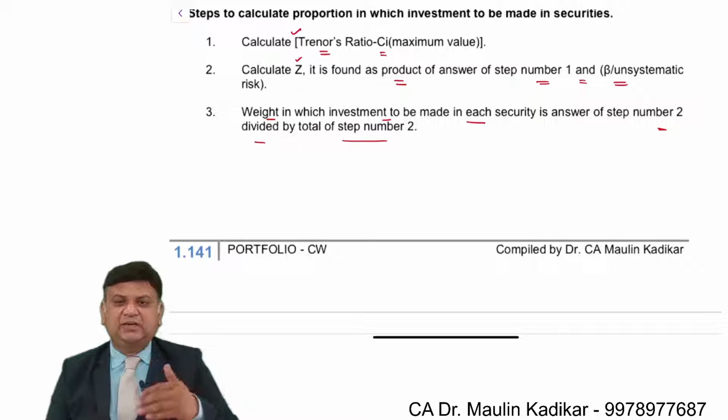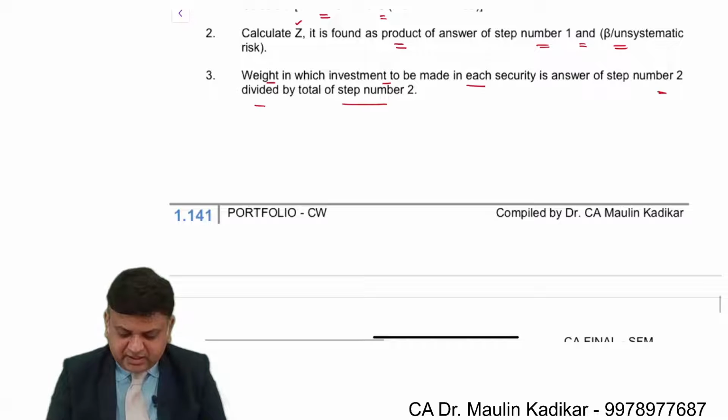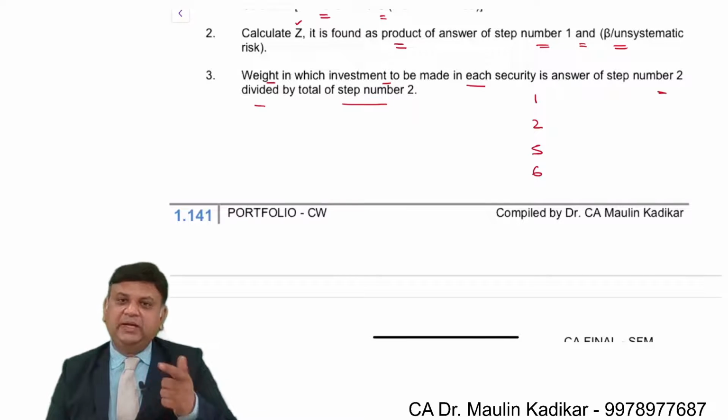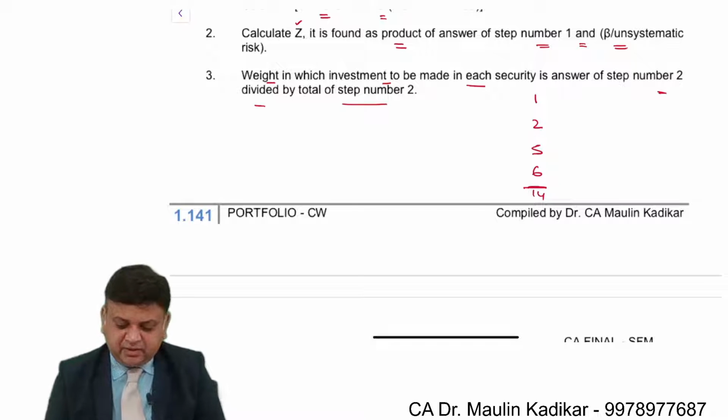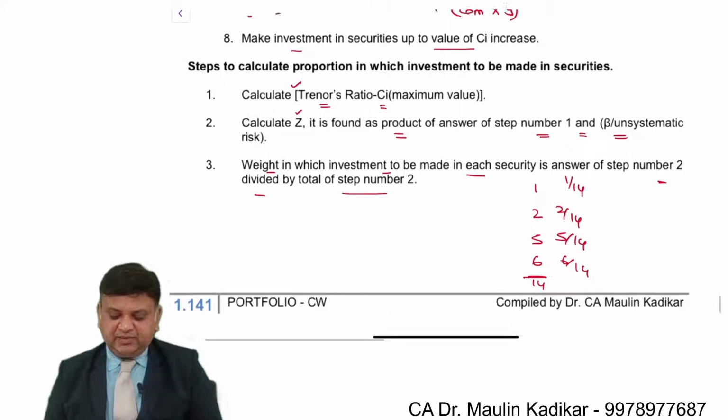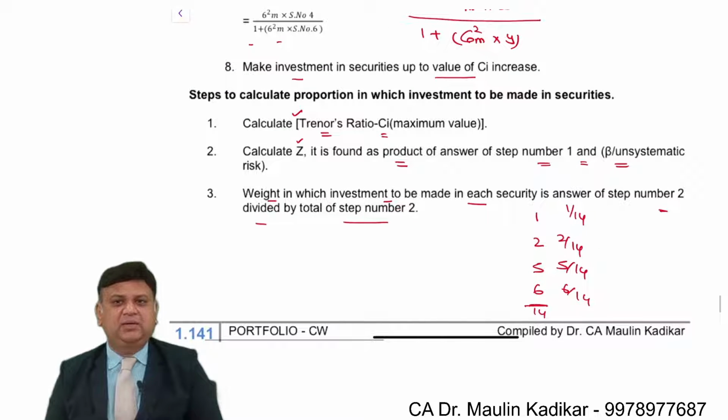It means that whatever the answer of the Z that we compute, suppose just I am telling you it is 1, 2, 5 and 6. Then we have to make the total. 1 plus 2 is 3, 3 plus 5 is 8, 8 plus 6 is 14. So what will happen? In the first security we will invest 1 by 14, in second one it is 2 by 14, in the third one it is 5 by 14, and the last one it is 6 by 14. That is the proportion in which we have to make investment. This is the way we are required to write the final answer.